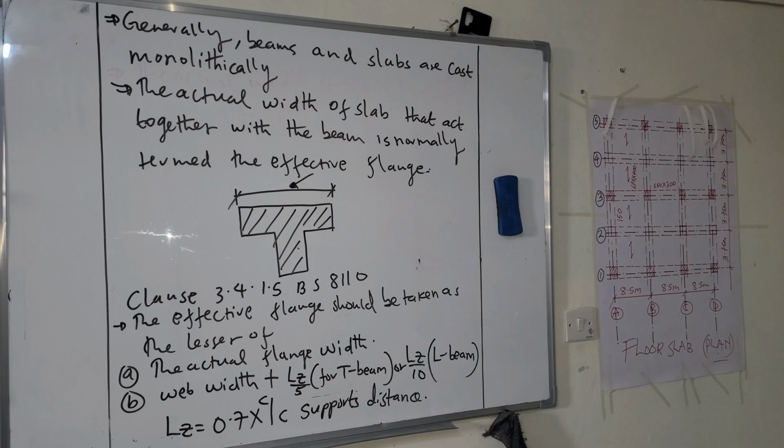So the center to center support can be a column to a column. As you can see here, this is a column, this is a column. So center to center distance is 8.5 meters.